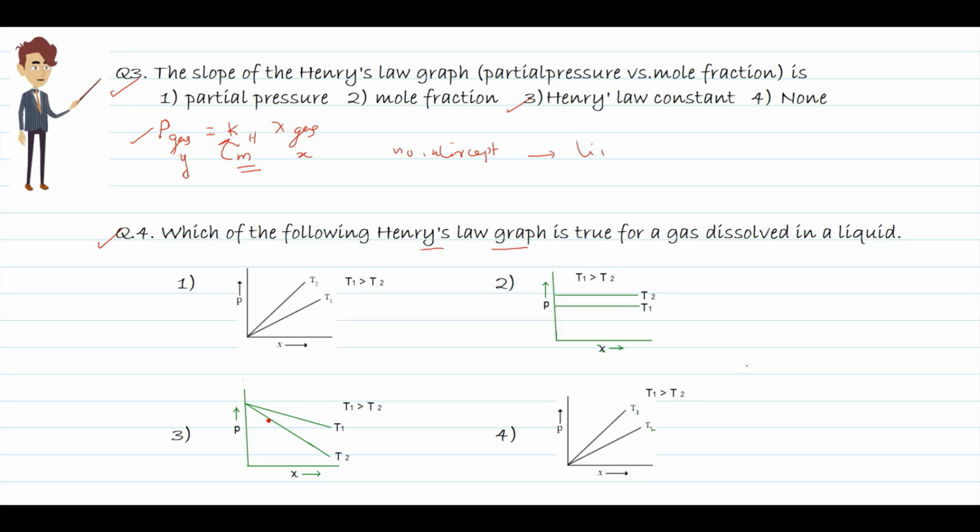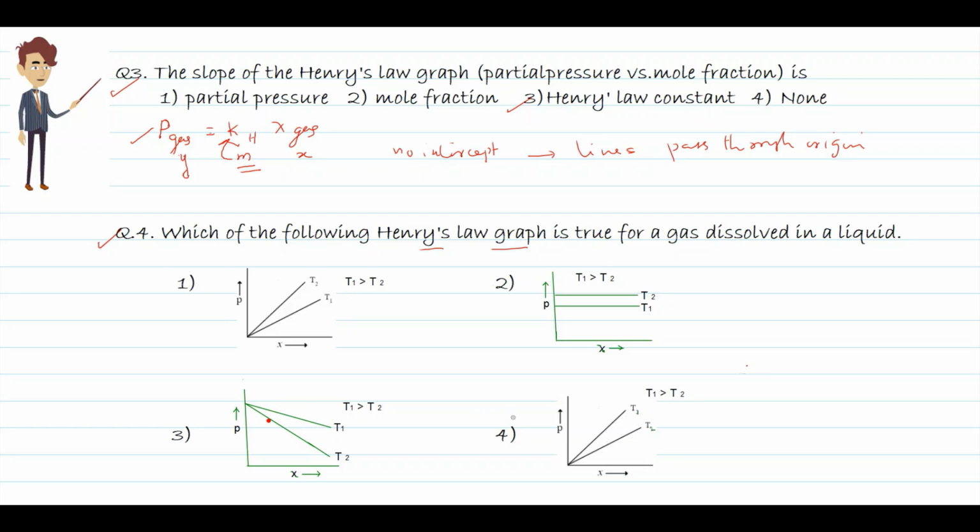Lines pass through origin. So, if you look at all these options, you can see only two options where lines pass through origin.